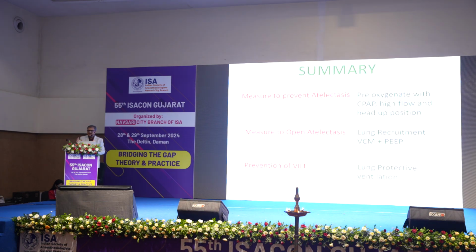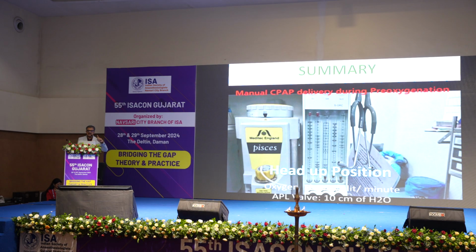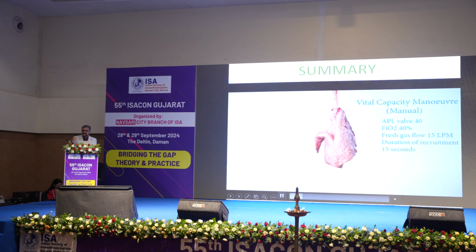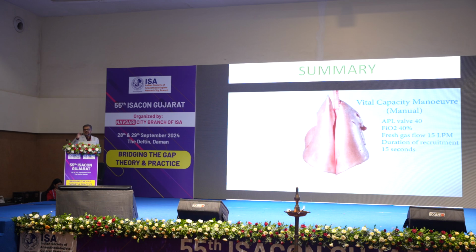So to summarize, always take measures to prevent atelectasis by delivering CPAP during pre-oxygenation. Measures to open atelectasis: always recruit the lung by vital capacity maneuver, which is to be followed by PEEP, and prevention of VILI can be done by lung protective ventilation. So head-up position, vital capacity maneuver, manual: you can do it by keeping the APL valve closed at 40, keeping the FiO2 to 40, increasing the flow to 15 liters per minute, in a manual spontaneous mode and continue it for 8 to 15 seconds. That will deliver the recruitment.